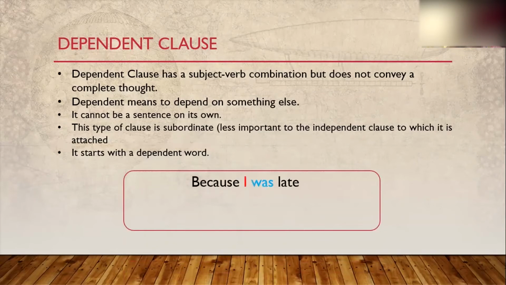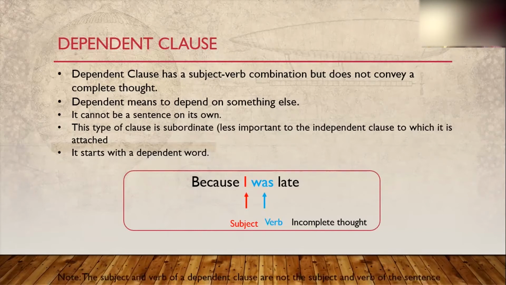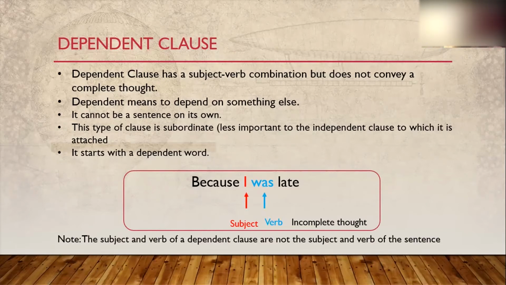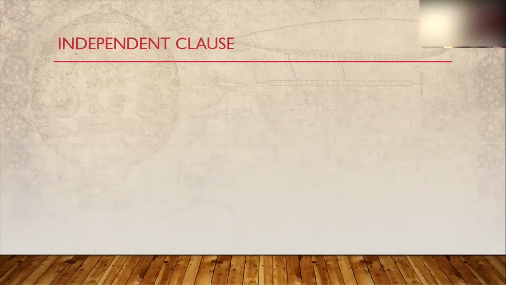For example, we can see here because is a subordinating conjunction, and in "because I was late," I is a subject and was is a verb. It is an incomplete message or thought, we can say. Now, one thing to be noted here is that the subject and verb of a dependent clause are not the subject and verb of the sentence.